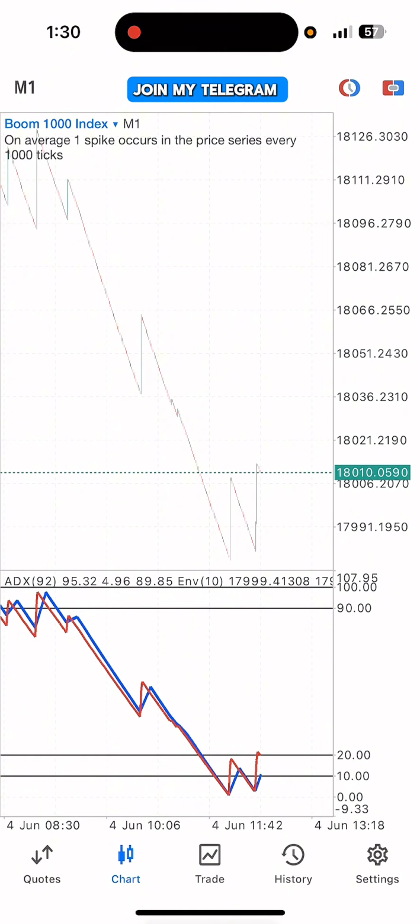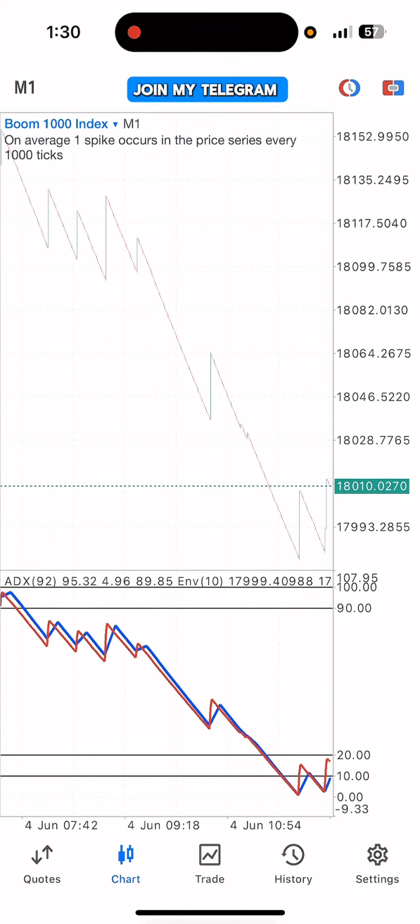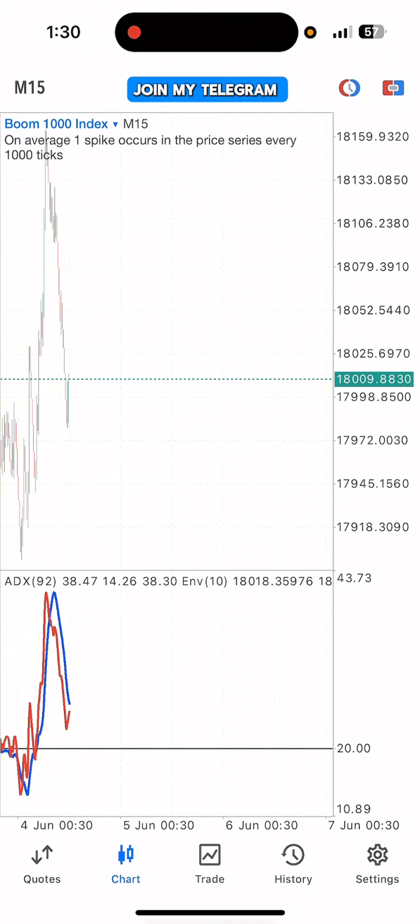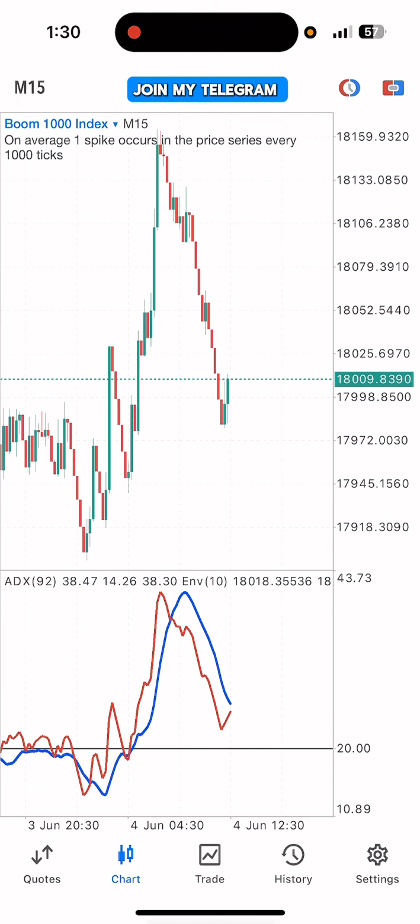So currently, as you can see, we're on the Boom Montage index. Now, how do you trade this? How do you trade the candles? You want to make sure that you go to the high time frame, like the 15-minute time frame. You go to the 15-minute time frame at this point, then you zoom in a little bit. You can take 2 or 3 zoom levels.